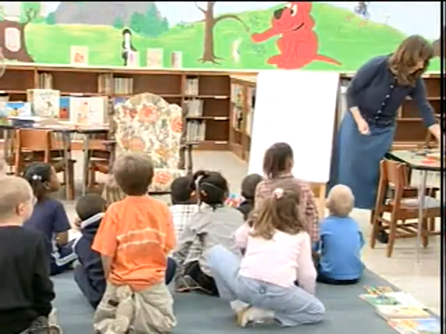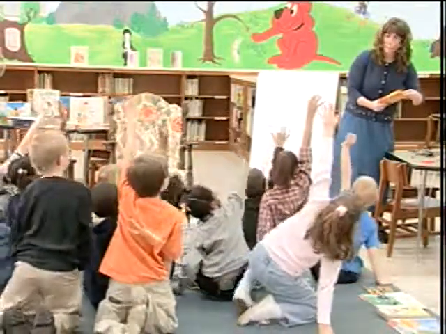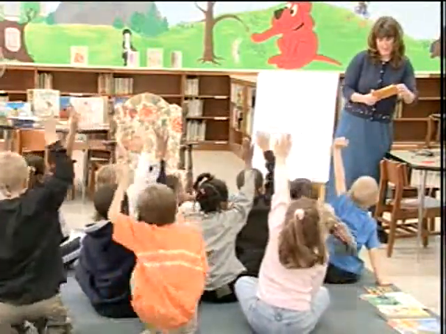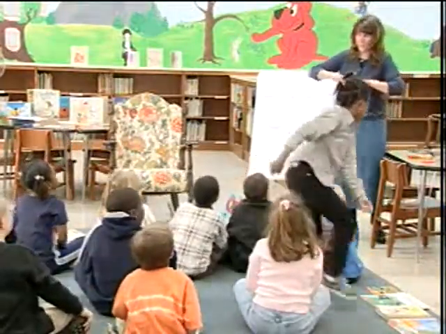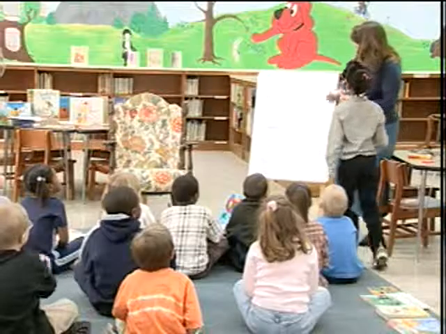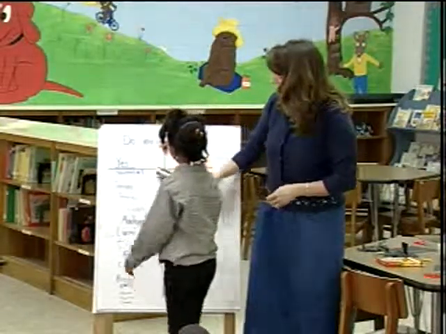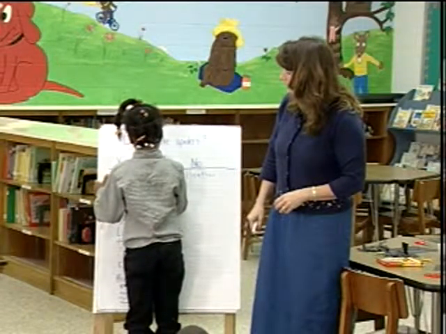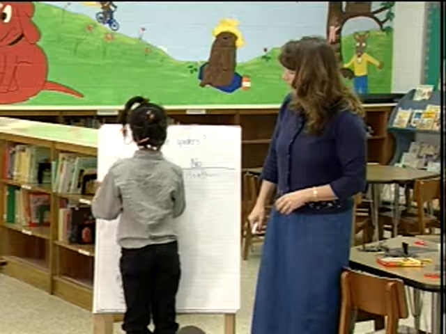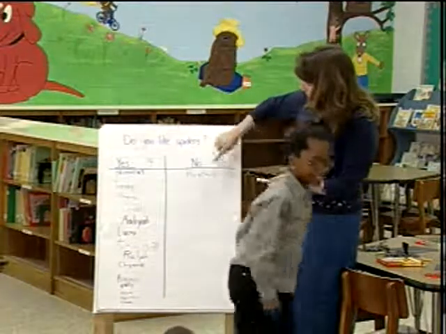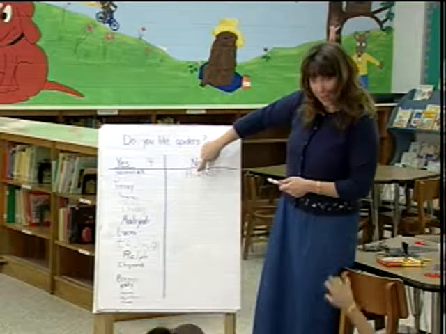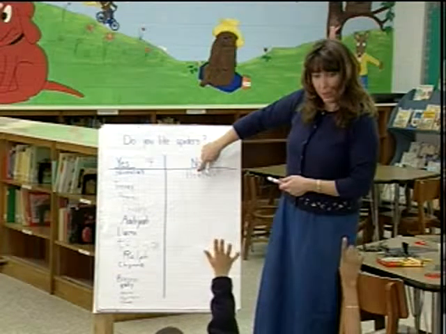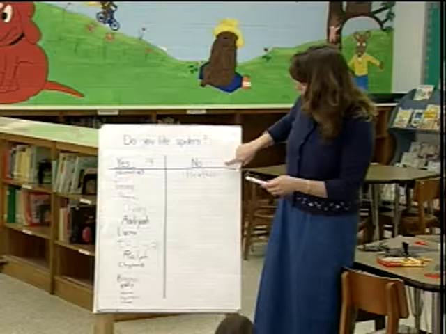Who thinks they can come up here and make a 14? Someone's sitting on their bottom. China, come up here and make a 14 for me, please. Make a 14 right there for me. Okay, good. And then under, what is this category? No. What do we have? Heather. And how many is that? 1. Let's see, Tori, can you come up here and put a 1?